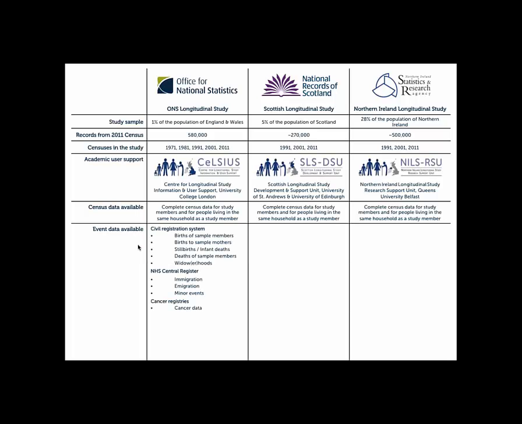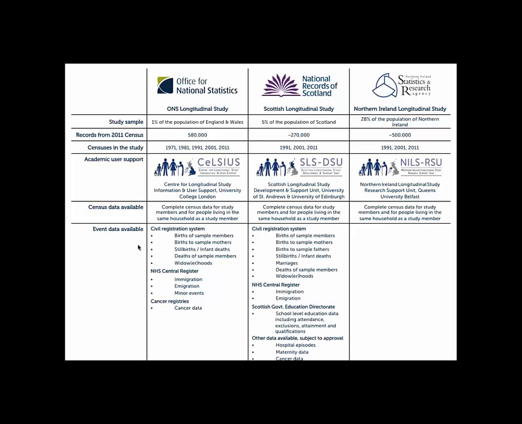In addition to the census data, the ONS has births, deaths, widowhoods, some immigration and emigration in and out of England and Wales, and cancer registration data. You'll see that the SLS and NILS actually link to slightly more external data sets, but that's something that's being explored with the ONS at the moment. In fact, there's a project underway to investigate whether information can be brought in from OpenStreetMap on, for example, waterways, green space, and transport facilities. So that looks like a promising avenue.